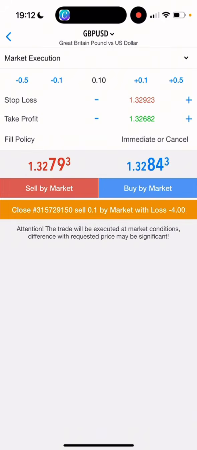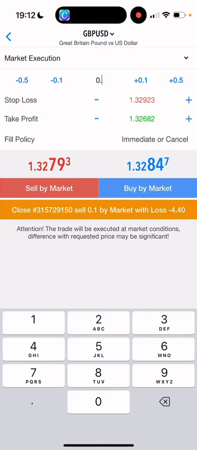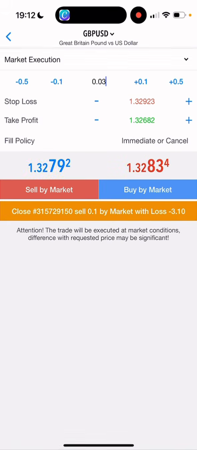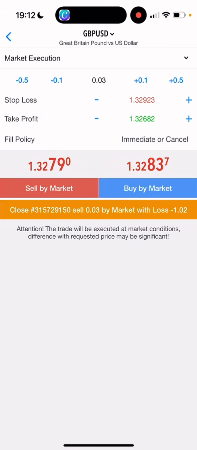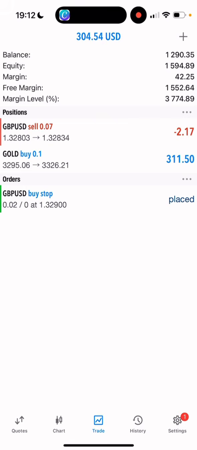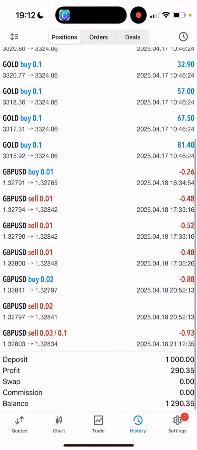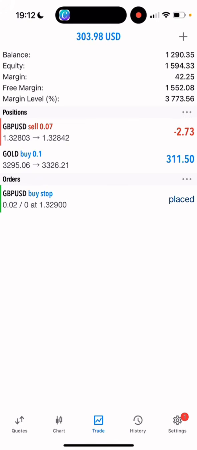So I tap on close position. You see this lot size area here. I just say, okay, I want to reduce my lot size by 0.03. I just change it to 0.03. Then I close this market. So it says close sell with this 0.03. Make sure that it's showing 0.03, not 0.1. So it's going to close some part of it. You can see some part of it has closed in 0.03, right? And I still have 0.07 running.